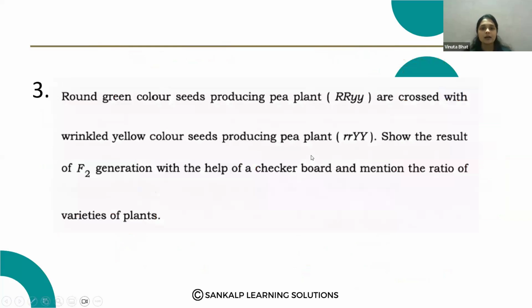Next question. Round green seed producing pea plants are crossed with wrinkled yellow seed producing pea plants, that is small r, y, capital Y, capital Y. Show the result of F2 generation with the help of checkerboard and mention the ratio of varieties of plants. Okay. So this is same as the Mendel dihybrid cross.